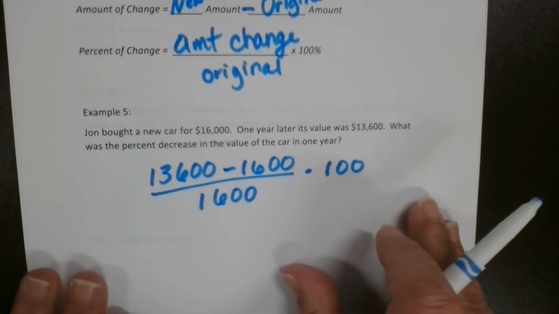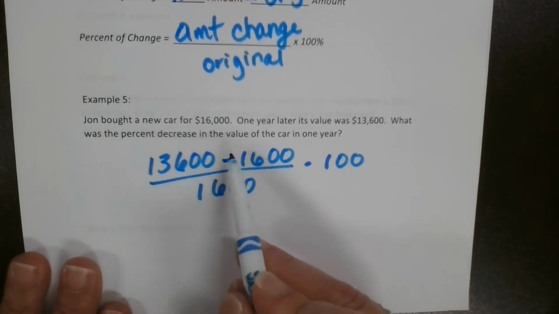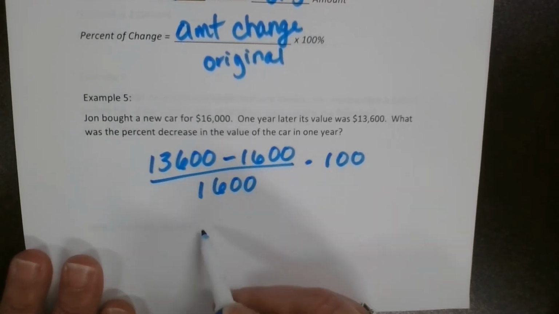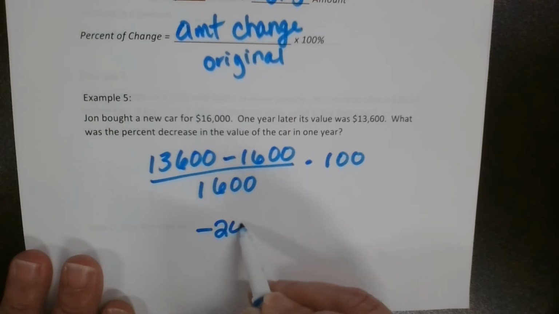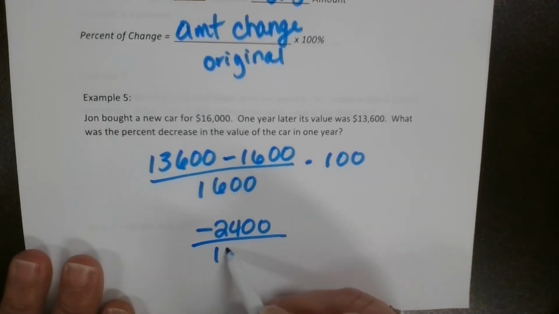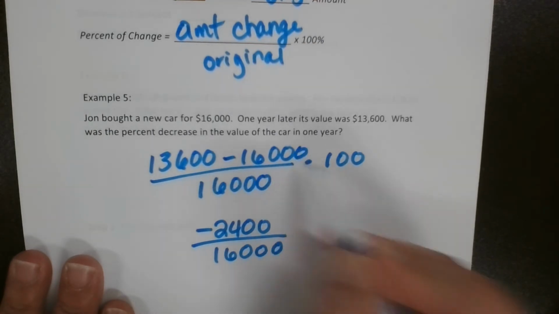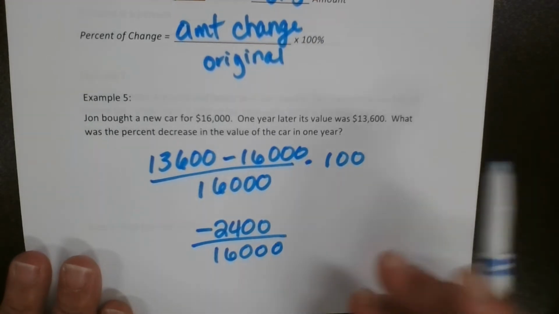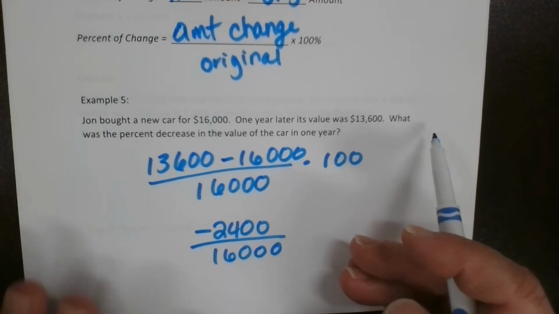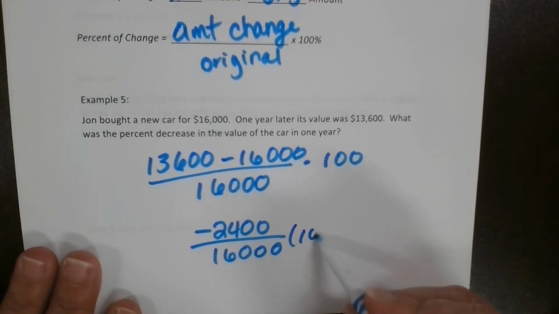Same process as before. Here's the kicker. This time when I take the new amount and subtract the original, I'm going to wind up with a negative amount divided by 16,000. Sorry, that should be 16,000 up there. My bad, and I apologize for dropping that zero. No excuse for it. Then I'm going to multiply that by 100.